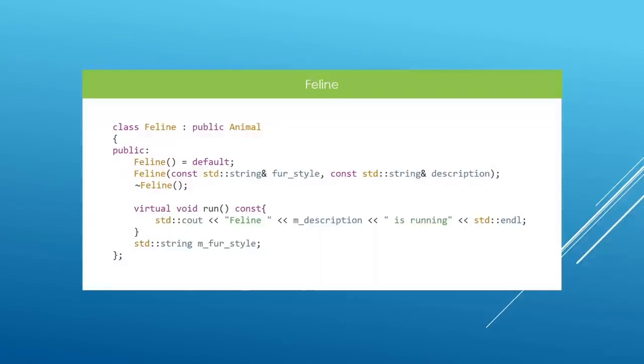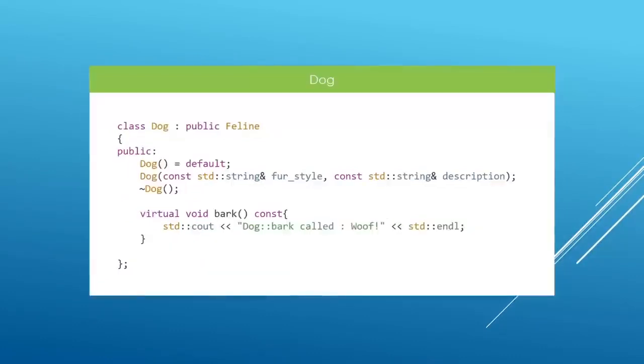We are going to derive from feline and set up a dog class. And this dog class is going to set up its own virtual function. And notice that it has a destructor, which is really a regular destructor.